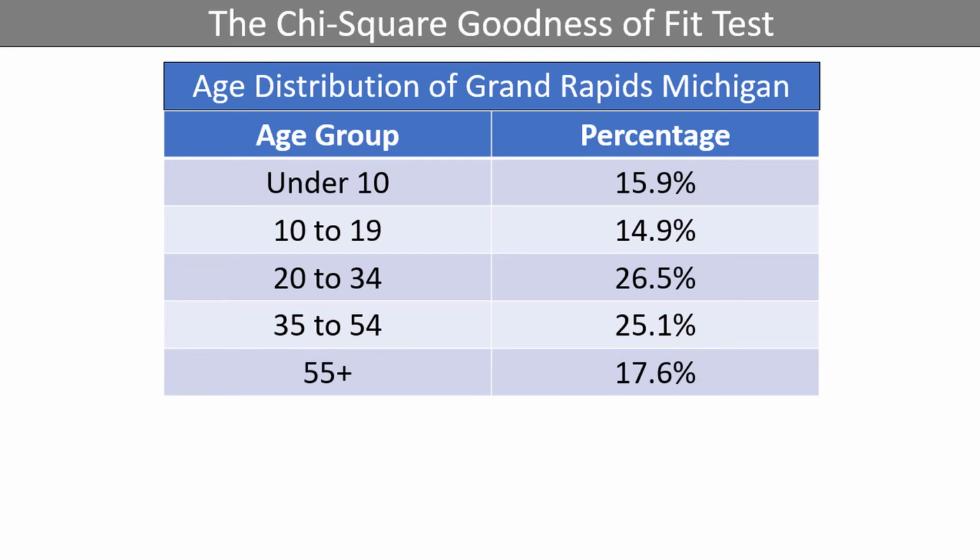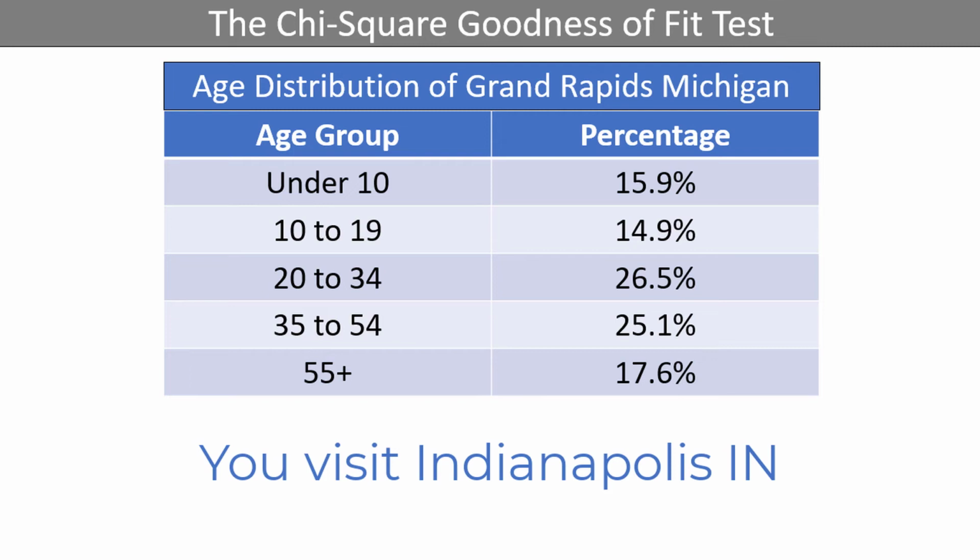Now suppose that you have visited Indianapolis, Indiana, which is relatively close to Grand Rapids, and you are curious if the distribution of ages is more or less the same as Grand Rapids, or if perhaps the age distribution of the city of Indianapolis follows a different distribution, with different percentages than the ones that we see here. To see if the distributions are the same or different, we could take a sample of individuals from Indianapolis and estimate the percentages in each of the 5 categories.